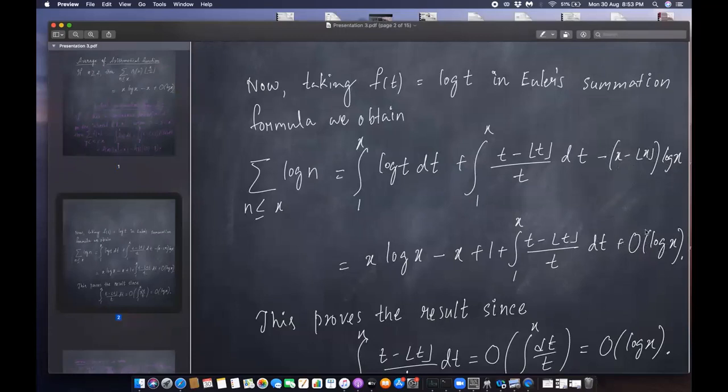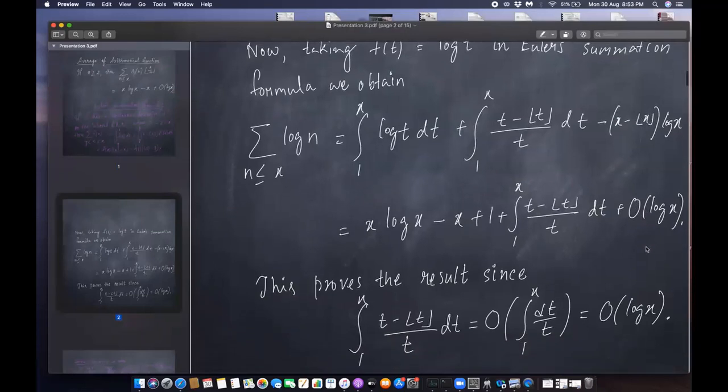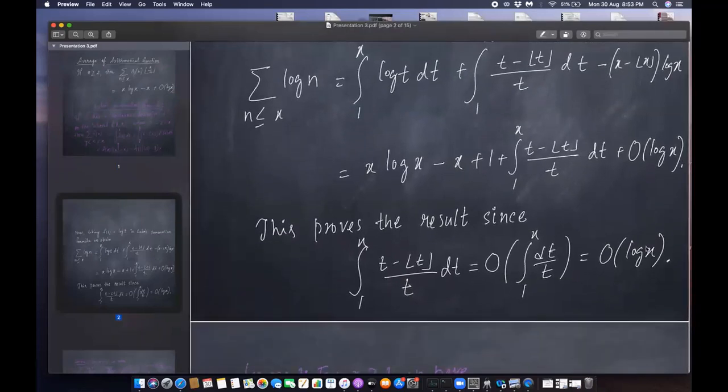That's what we have written, because this is small. It's not going to infinity when x goes to infinity, because this is always lying between 0 and 1, right? So we can average this by big O of log of x. Now we consider this integral here. Since this is lying between 0 and 1, this function can be written as big O of 1 over t.